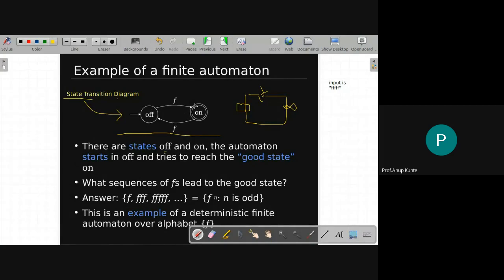You might have learned two kinds of graphs in data structures and algorithms: one is the directed graph and the other is the undirected graph. An undirected graph is where you have edges, but you don't have directions marked on them, or the edges do not have arrowheads.